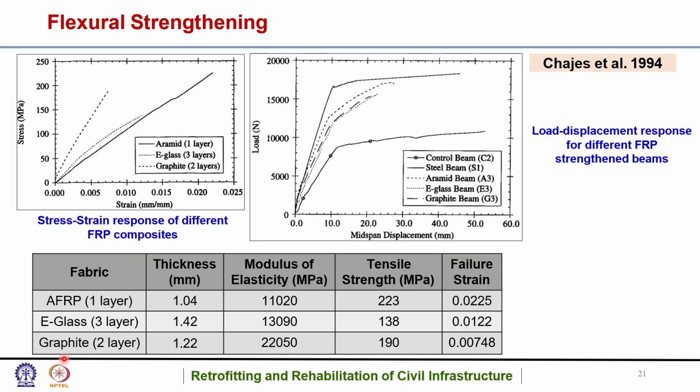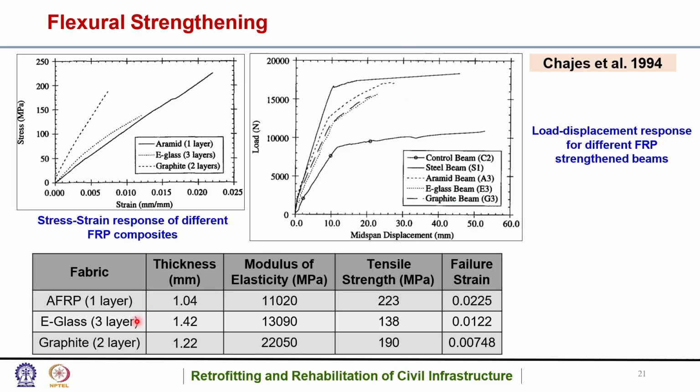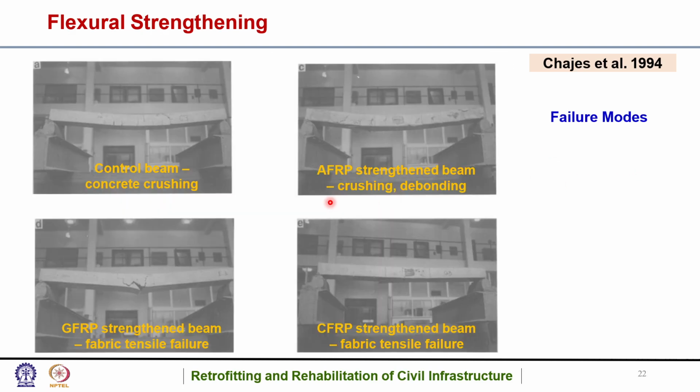In this case G could also be graphite. So it can be various types, such as glass, gypsum, graphite. It can be of any type. Here I think glass has been used apart from graphite. So these were the various stress strain responses of different FRP composites, and this is the midspan load as a function of midspan displacement. Load displacement response for different FRP strengthened beams.